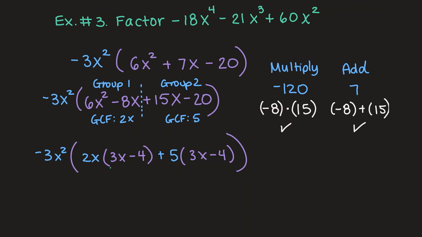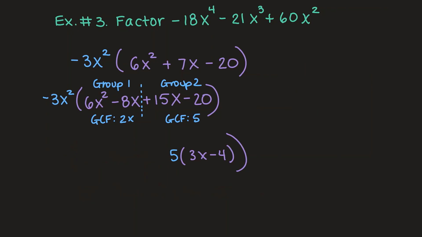Now factor out the common binomial, and we have 2x plus 5 left. And don't forget to write the negative 3x squared that we factored out in the beginning. And now we have finished factoring the polynomial.